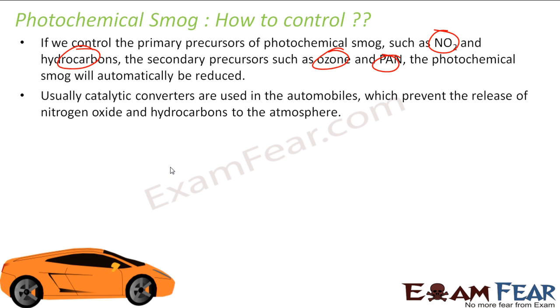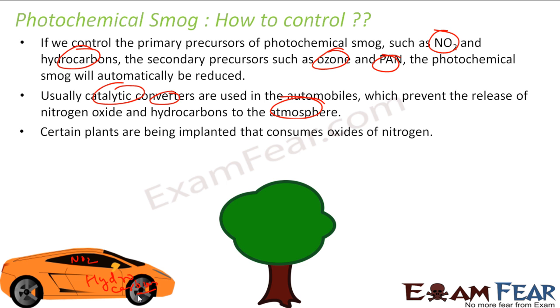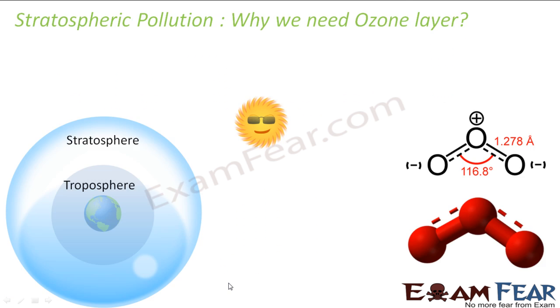So what you can do is use a catalytic converter in automobiles that will prevent the release of nitrogen oxide and hydrocarbon, because the automobile is a source of NO2 and hydrocarbon. You can also plant some trees which can consume nitrogen oxides. There are some trees which consume nitrogen oxides. So with this we can reduce photochemical smog.